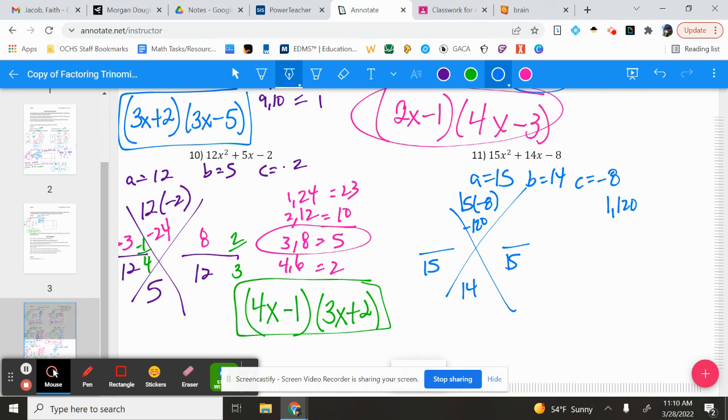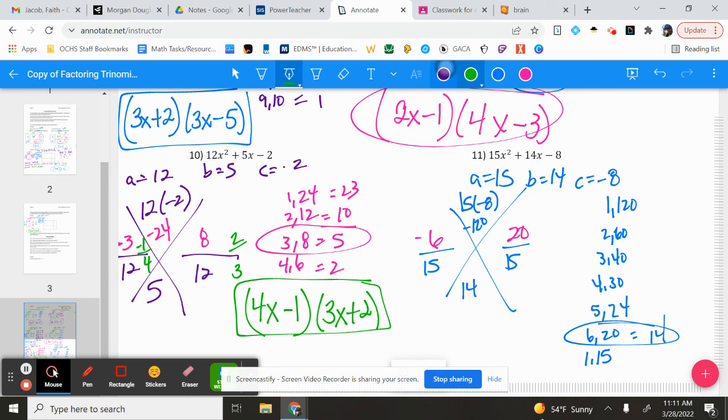So 1 and 120, 2 and 60, 3 and 40, 4 and 30, 5 and 24, 6 and 20, 7 won't go, 8 will, so 8 will be 1 and 15, and I could keep going the whole way. Hopefully you've already seen when you subtract here that you're going to get 6 and 20. That's going to equal 14. Because 14 needs to be positive, that means my 6 has to be negative, and the 20 must be positive.